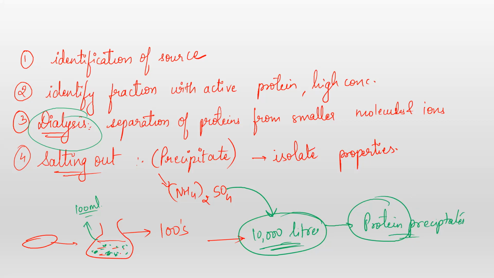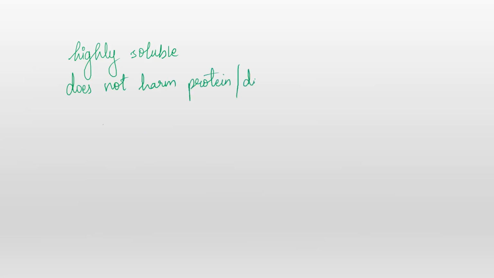Okay, so what I do is I add ammonium sulfate. Now why ammonium sulfate? Because ammonium sulfate is highly soluble in water, because you are going to make the microbial medium, the medium for the microorganisms. It is all water based medium. So this is highly soluble in water. It does not harm the protein. It does not denature the protein.